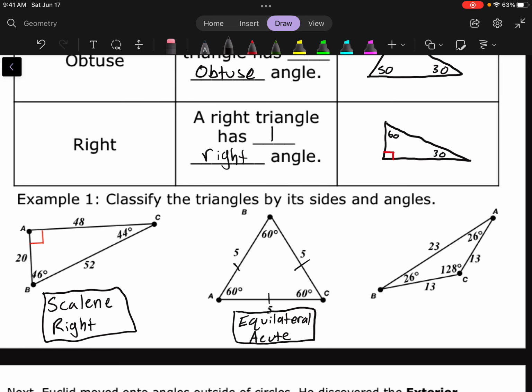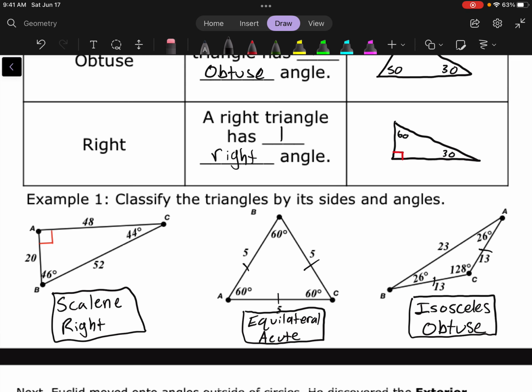And then lastly, looking over at the one on the right, I see that I've got two sides that are 13. So that means that it's got two congruent sides, so it's isosceles. And it's also got that 128 degree angle, which is an obtuse angle. So this would be isosceles and obtuse.